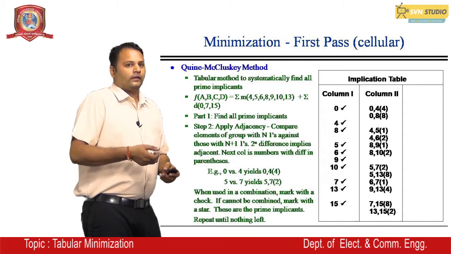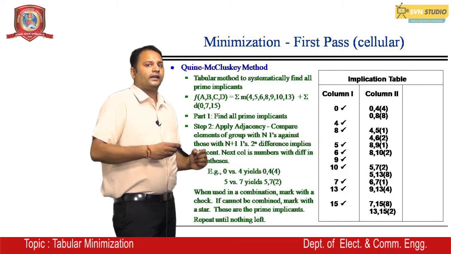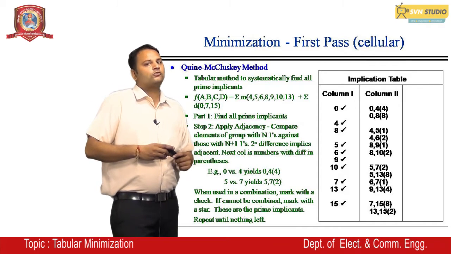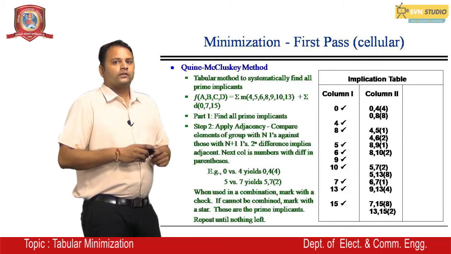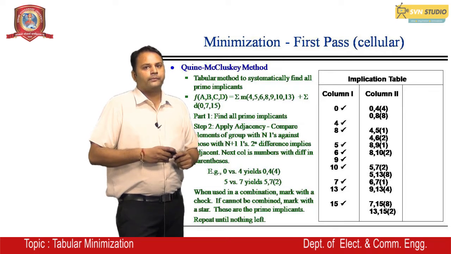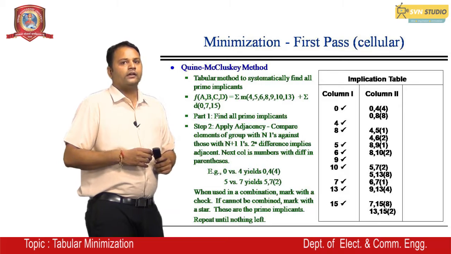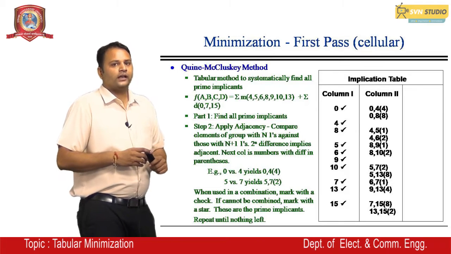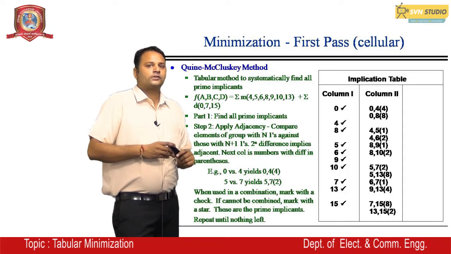Now from the example, if we use 0 and 4, they form a group with a difference of 4. Then if we use 0 and 8, it has a difference of 8 and a group can be made. Next we make a group from 4 to 5, the difference between them is 1. Next 4 to 6, the difference between them is 2.